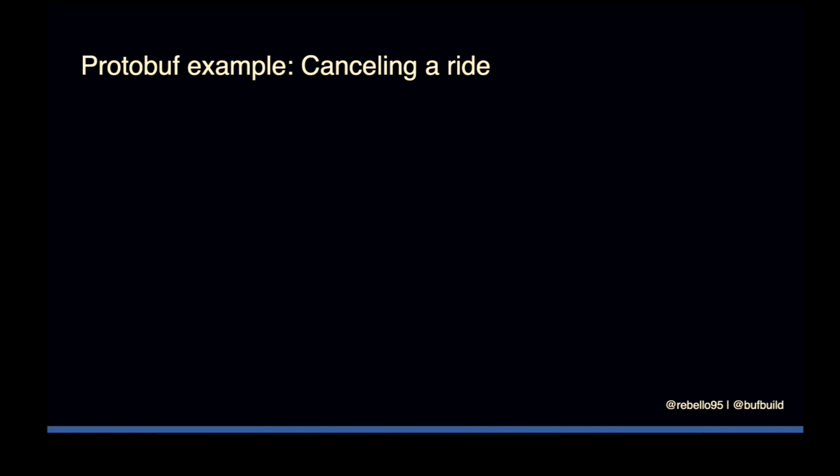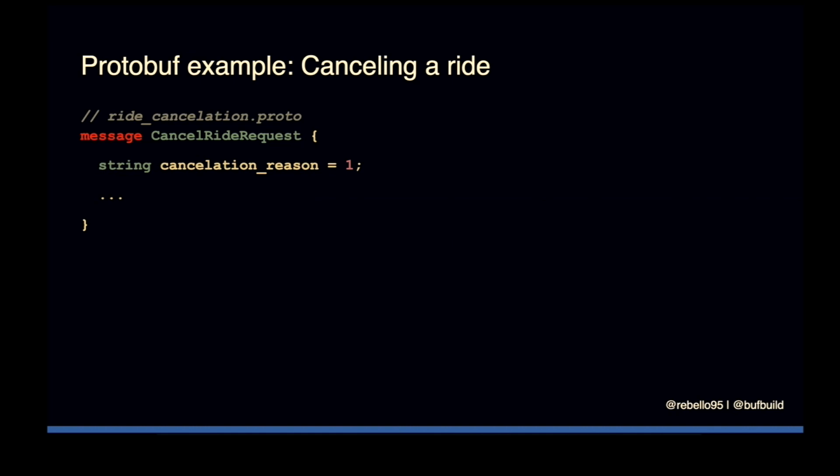OK, so as a concrete example, let's go back to our ride cancellation API and just convert that to a Protobuf API. So the first thing we're going to do is write a request message. And so messages are very similar to Swift structs. We're going to have one field on it. So messages can have any number of fields. In this case, we're going to add a cancellation reason string field to match our previous request.